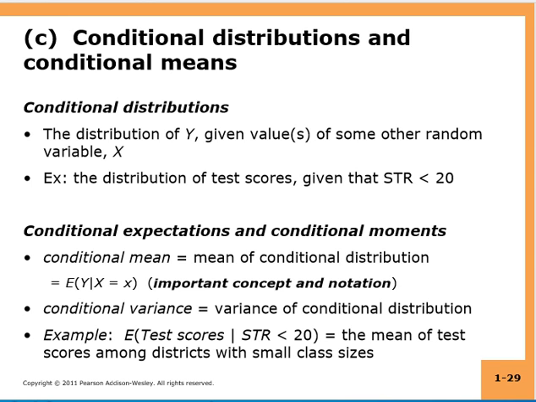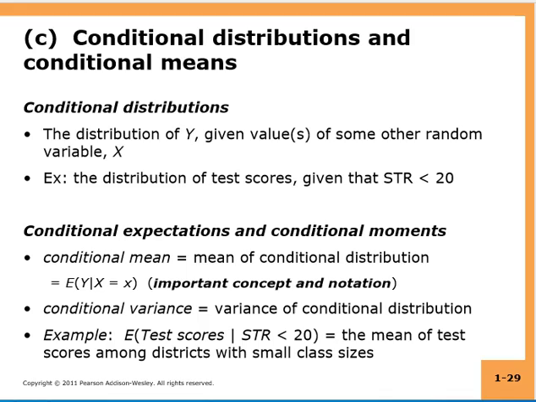Now we come to the idea of conditional distributions and conditional means. Okay, so conditional distribution: the distribution of y given values of some other random variable x. So, the distribution of test scores given that STR is less than 20.